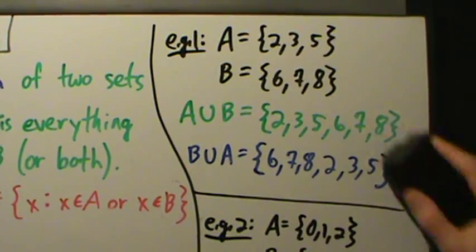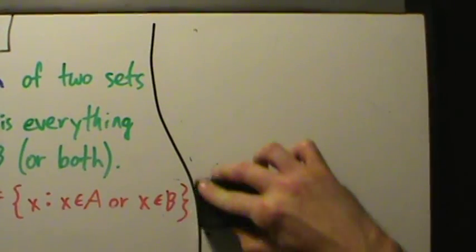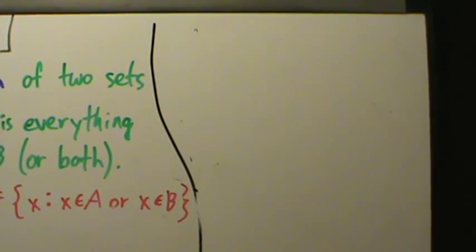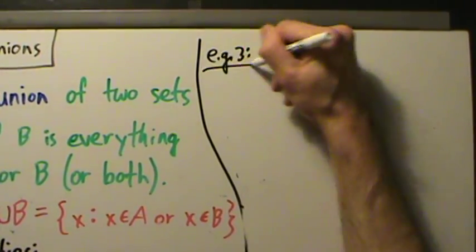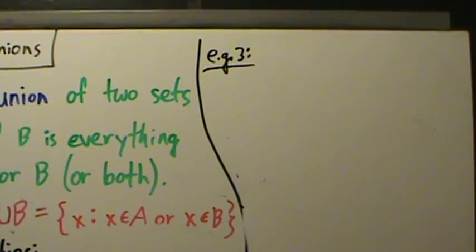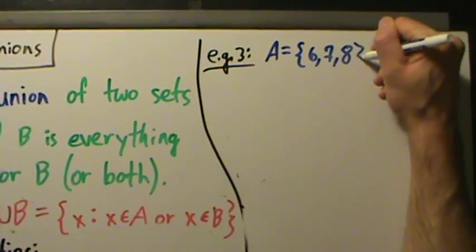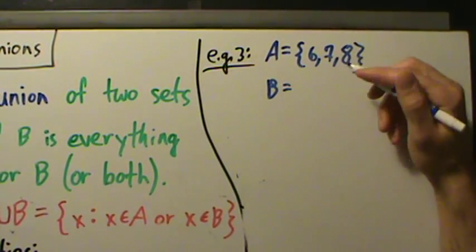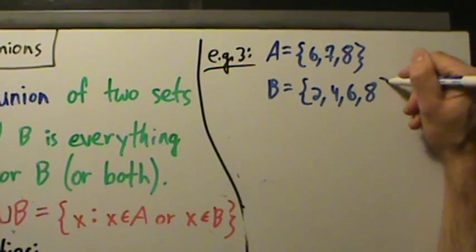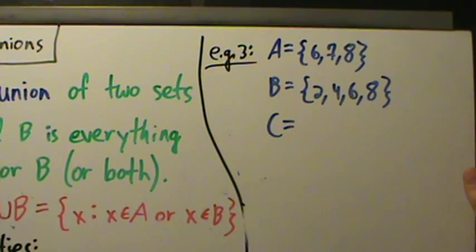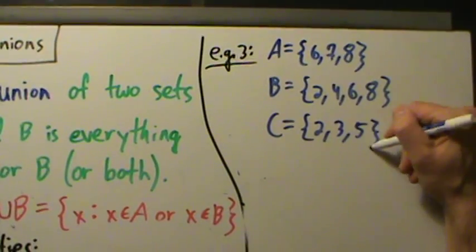Okay, so let's make some room here. Now we're going to have 3 sets. So for example, let's say we have A equals {6, 7, 8}, B equals {2, 4, 6, 8}, and C equals {2, 3, 5}.